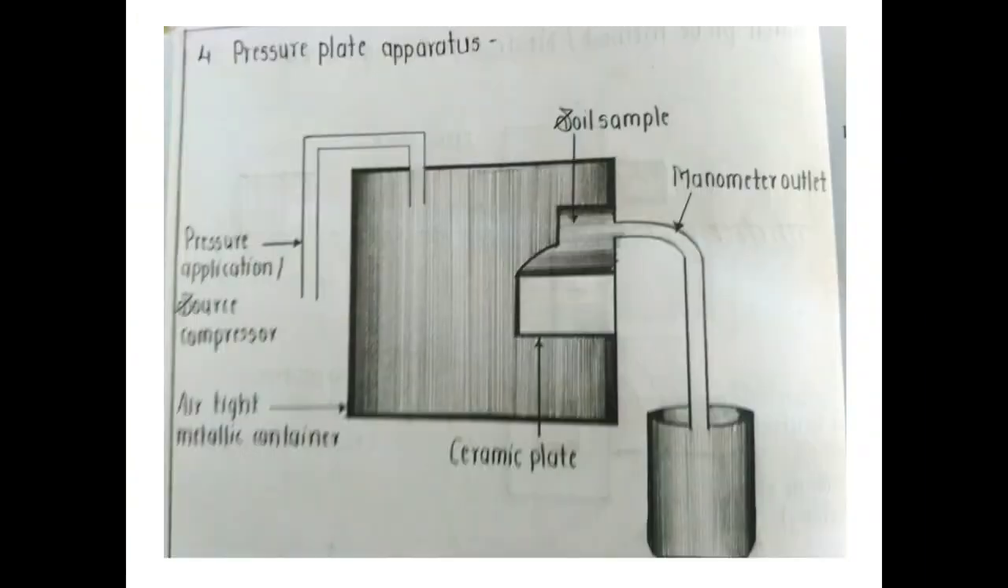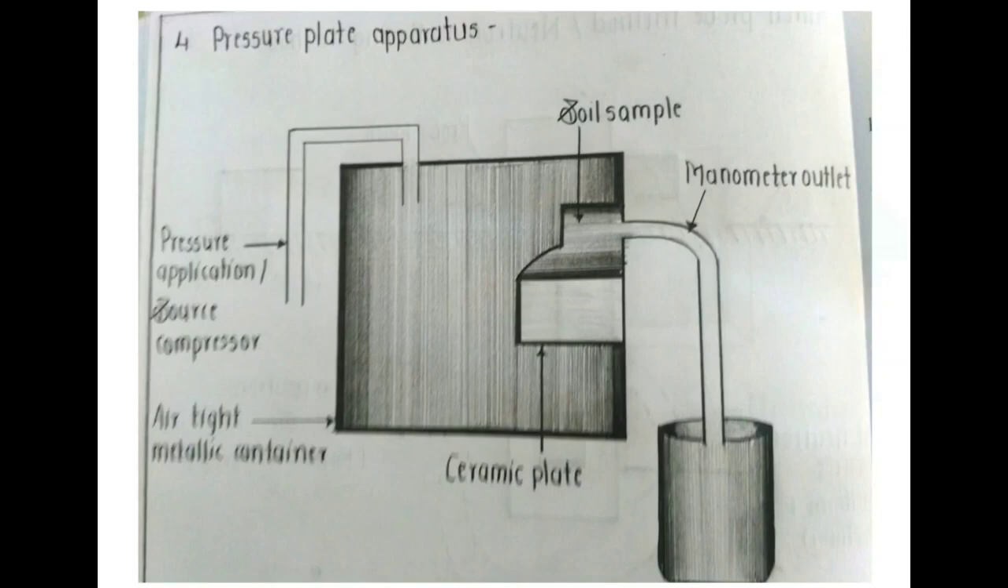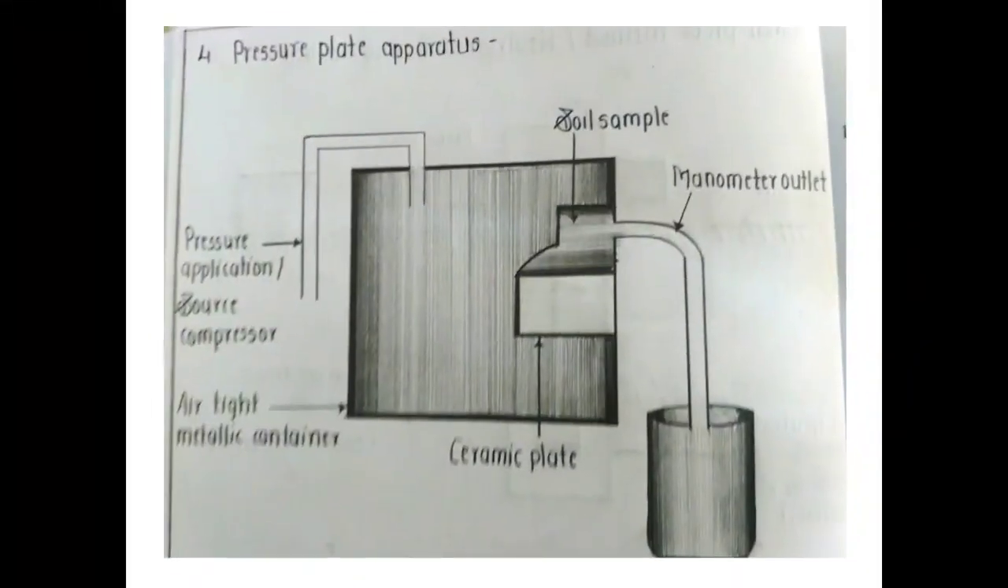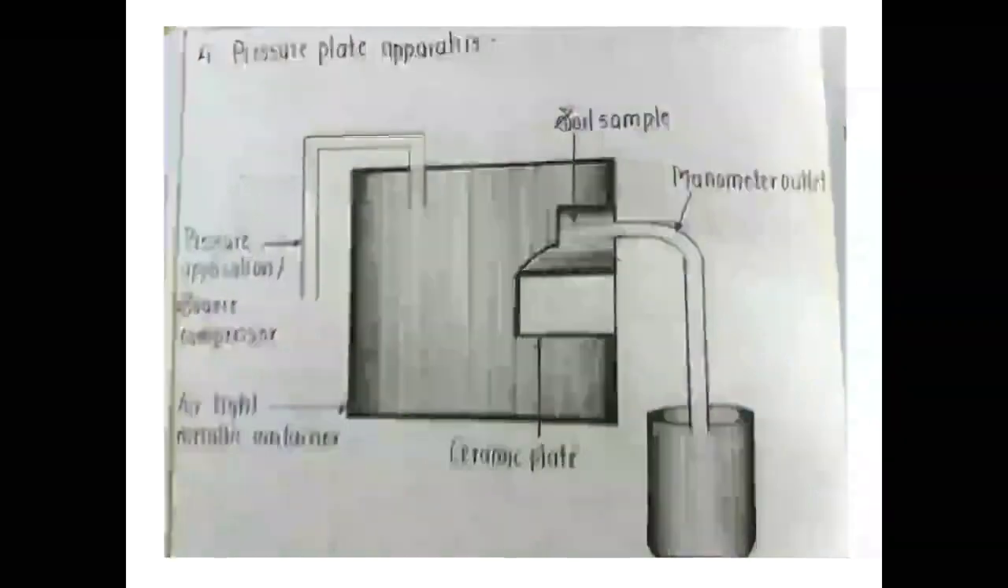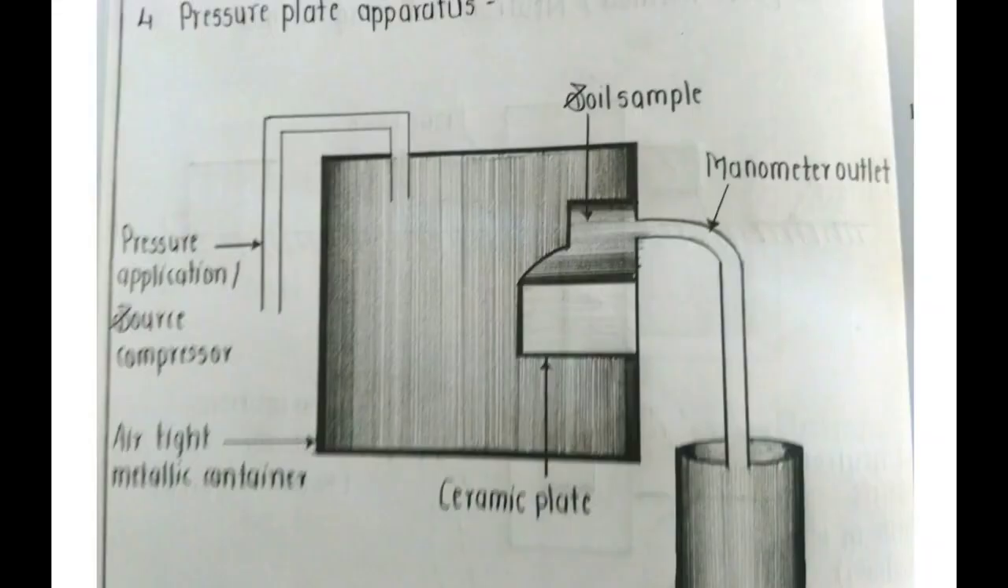Then, the pressure plate apparatus. In this method also we can measure the soil moisture. This is a laboratory method. Here, which are the parts?